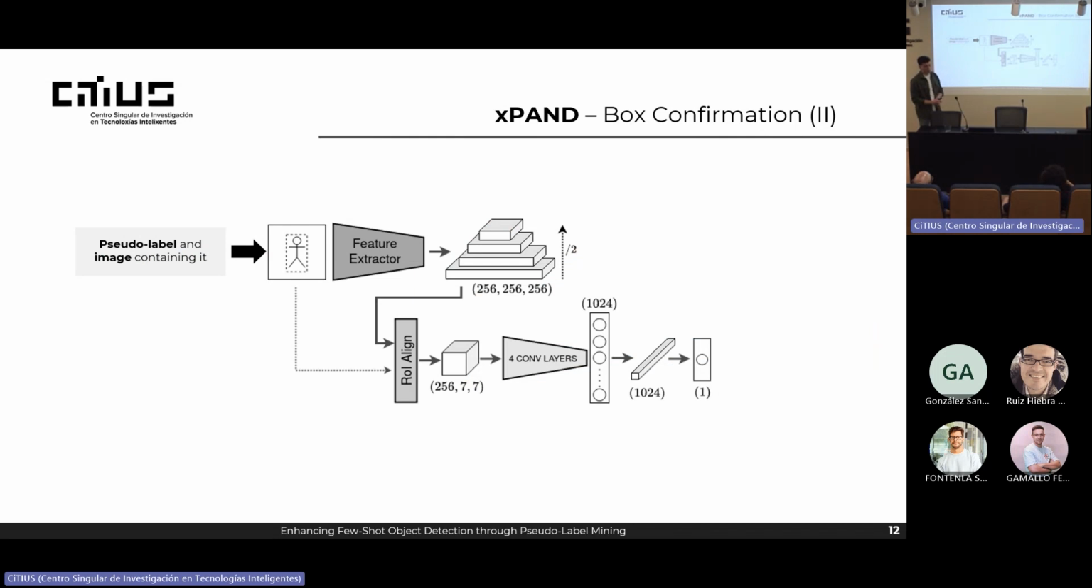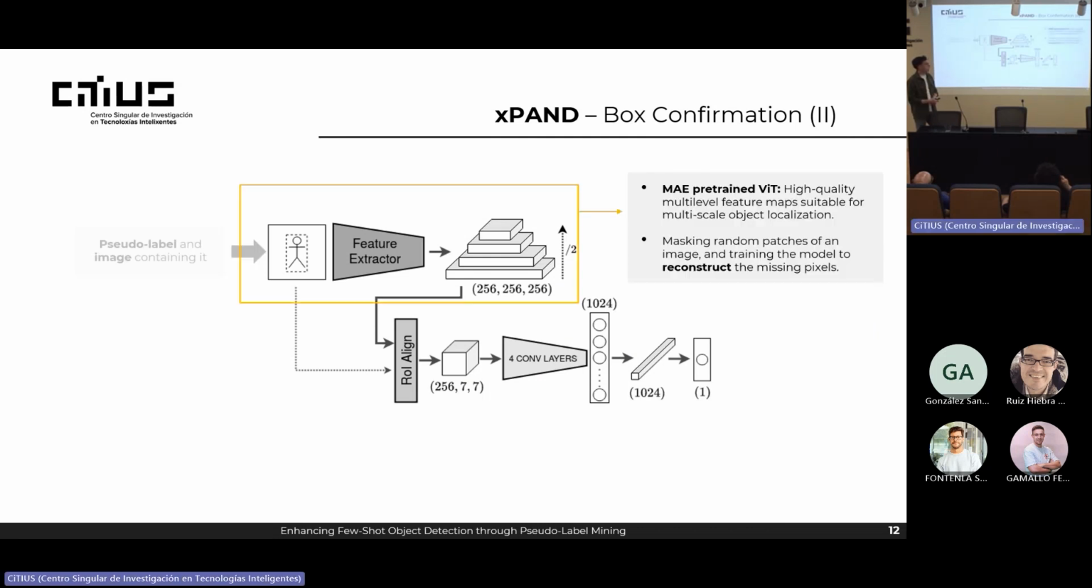So this is the model of the box confirmation. It receives as input a pseudo-label and the full image that contains it. Similar to the class confirmation, here we also use a feature extractor to process the full image and obtain the feature maps. And we also harness the benefits of self-supervised learning. So we adopt as our backbone a tiny pre-trained ViT.